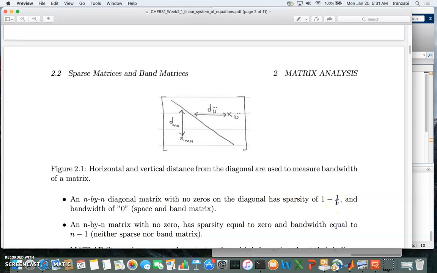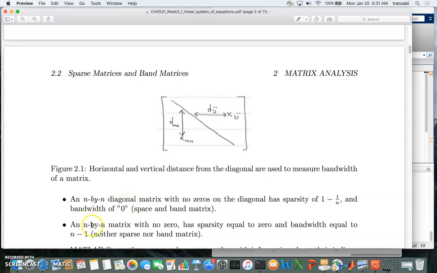Well, bandwidth is the maximum distance of non-zero elements from the diagonal, but because all of the elements are 0 except the diagonal elements, the maximum distance of non-zero elements from the diagonal will be 0, because all the non-zero elements are on the diagonal. So the bandwidth is going to be 0.